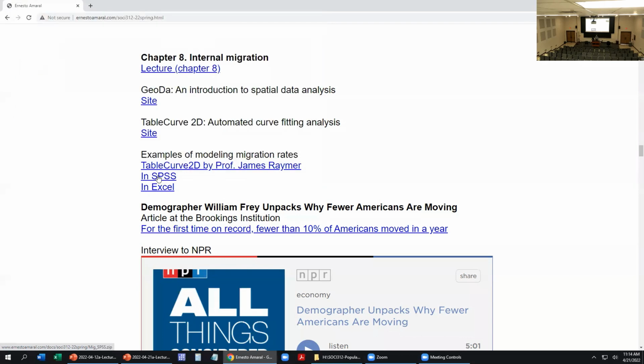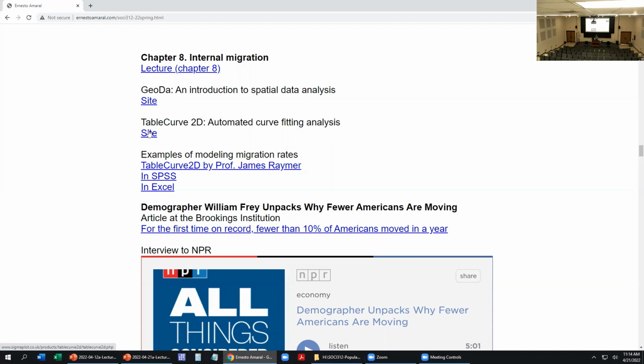And I put some examples of rates that can be smoothed by applying this mathematical model, both in SPSS and Excel format. SPSS is a statistical software, but I also made it available here in Excel. And this is the website where people can buy the Table Curve 2D. Of course, this is for people who want to go further on demographic studies.